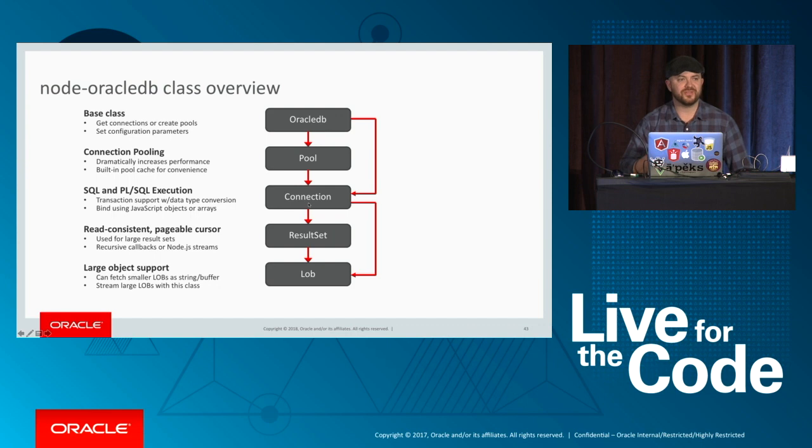It's the connection that you use to do the bulk of your work, such as inserting rows into the table, as we'll be doing here. But also, you can do all kinds of SQL and PL SQL using the connection. And we have other objects like result set and lob objects for streaming data into and out of the database when you're doing more complex operations.